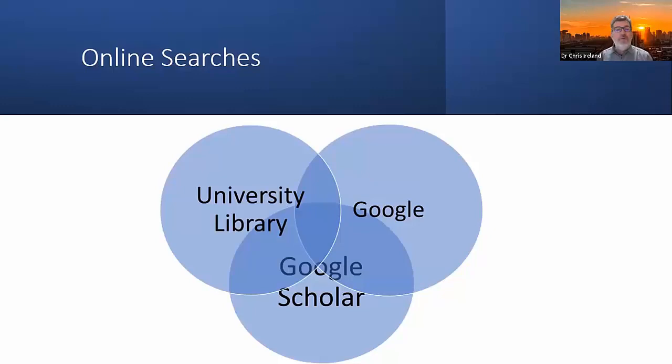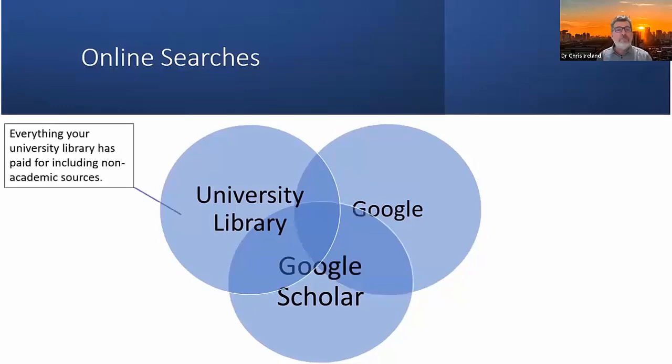So first of all, your university library, that's everything that your university has paid for. And that also includes important non-academic sources, like newspaper articles. It could be marketing reports, company reports. So there's all of that on top of all of the academic stuff.